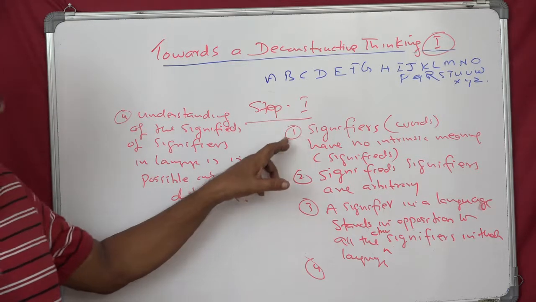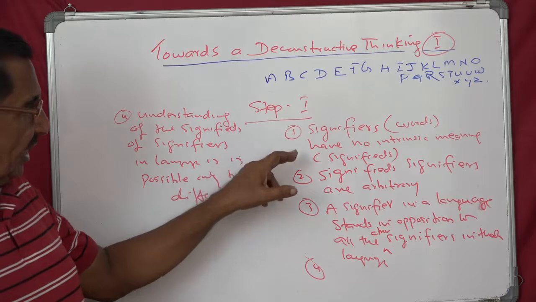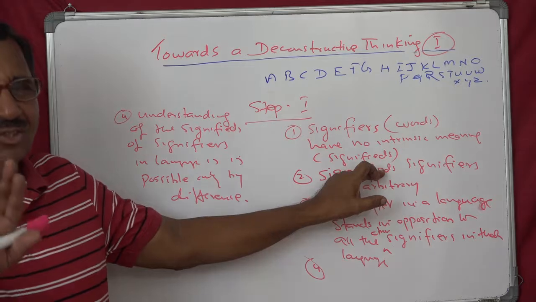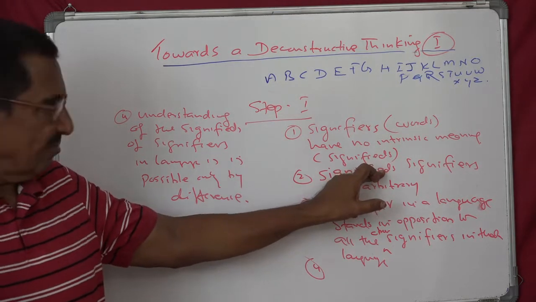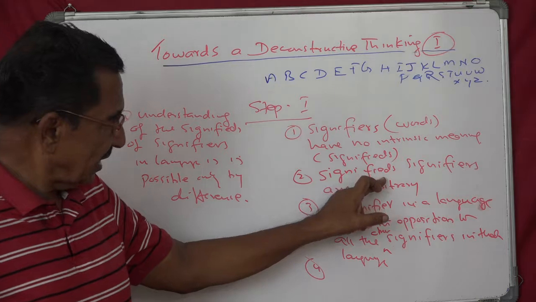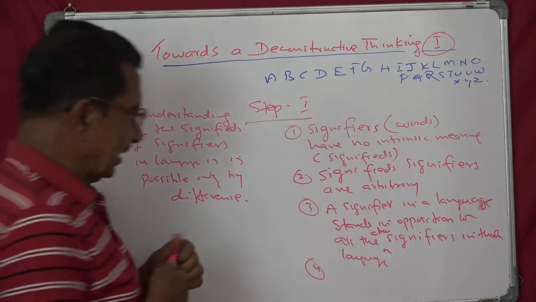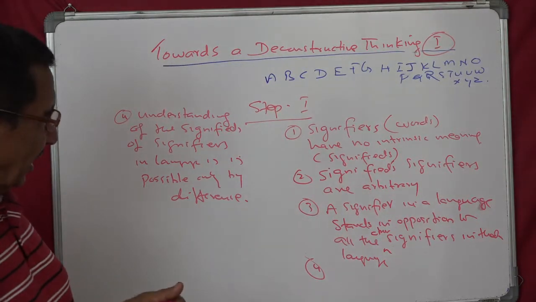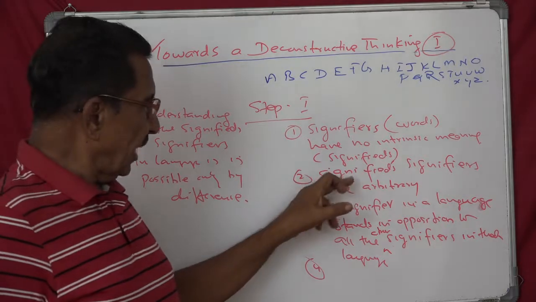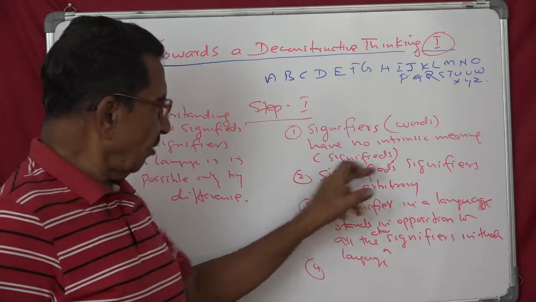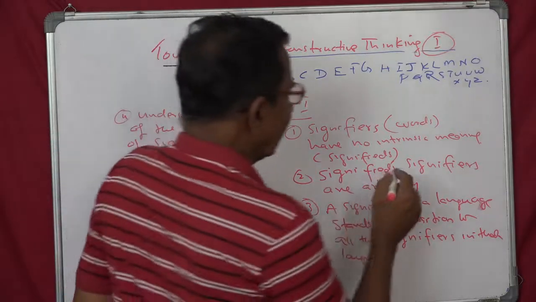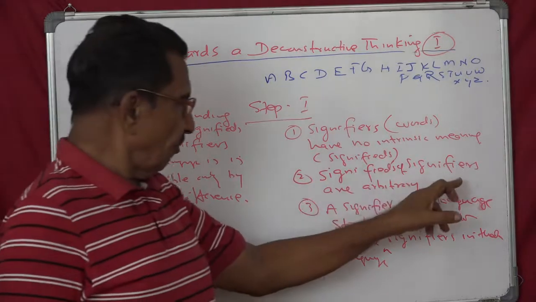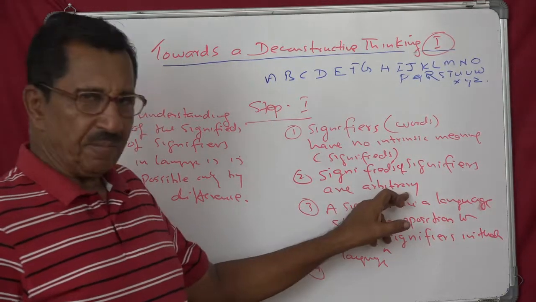Coming back to this, signifiers have no intrinsic meaning. Means words don't have meaning in themselves. Signifiers are arbitrary. Means words, meaning of signifiers. That means meanings of words are arbitrary.